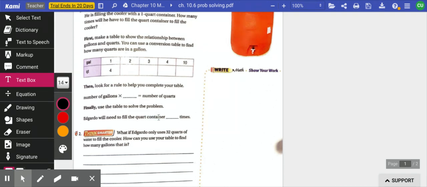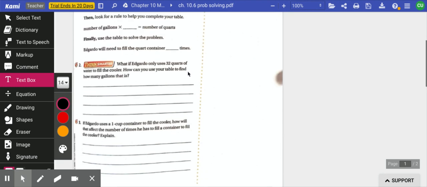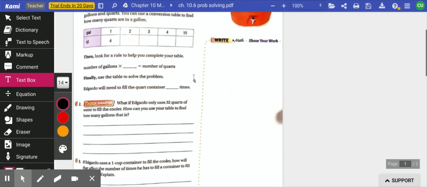Now, how many times will he need to fill the container? So if I look, he'll need to fill the container 40 times, because that's 40 quarts, to fill up the 10 gallons. Now we take it to the next step. What if Eduardo uses 32 quarts? How can you use the chart to help you?